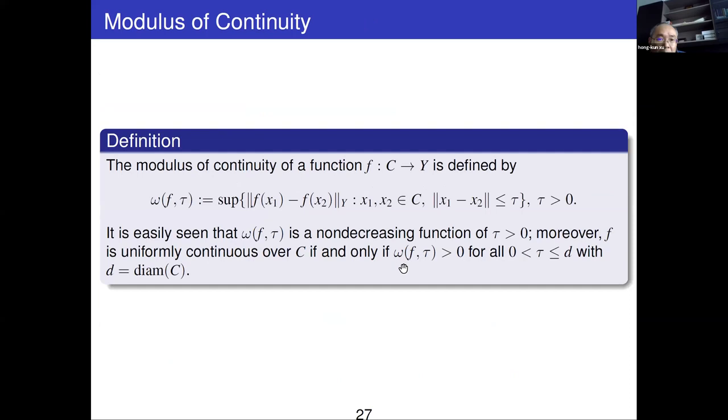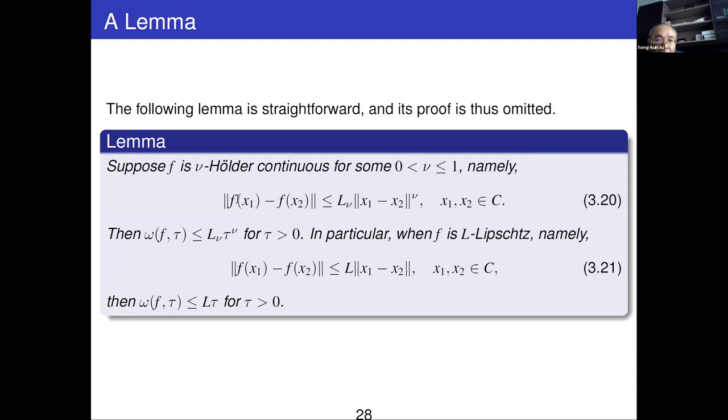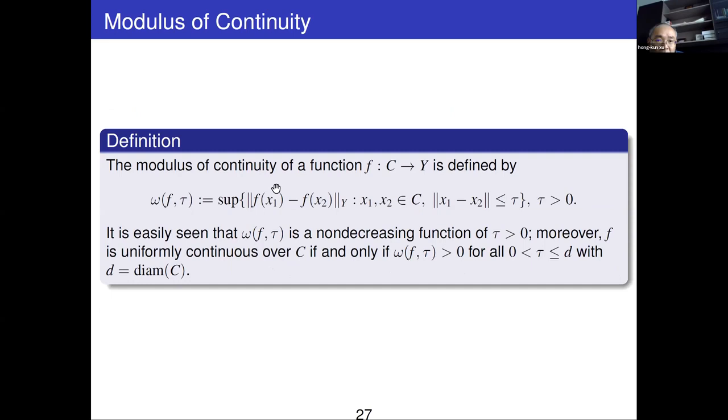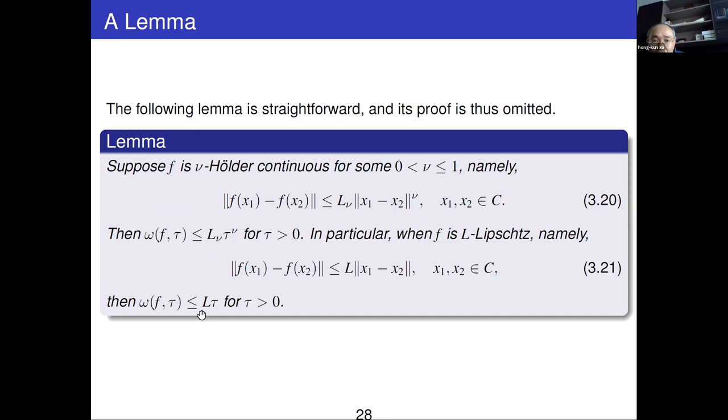Now here is the common definition of the so-called modulus of continuity of a function f. Now I repeat here the definition of nu-Hölder continuous, and if nu equals 1, then we get Lipschitz continuous. If f is nu-Hölder continuous, then the modulus of continuity of f is upper bounded by this quantity. Down here is the Lipschitz continuous case.